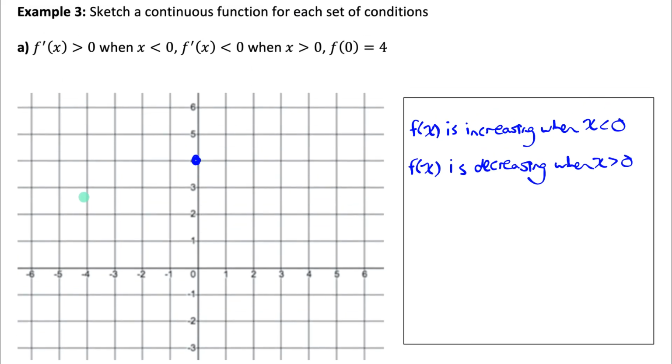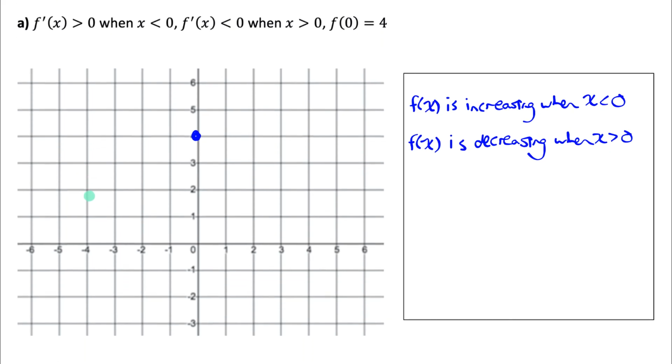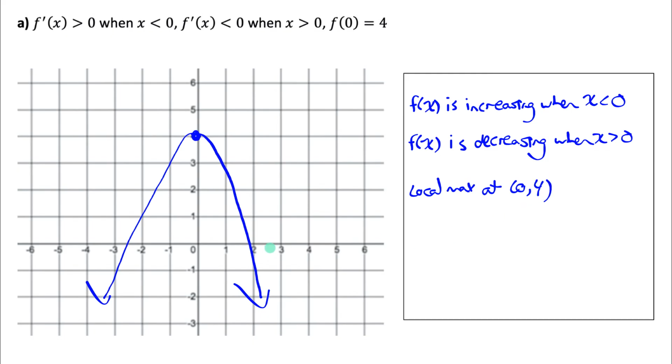And I know my function, so I'm going to be graphing function f of x. I know this function is increasing before 0 and decreasing after. So we've got increasing before, decreasing after. So it looks like a quadratic. And we could make a note, there is a local max at (0, 4). And I know that because the function was increasing before and decreasing after means local max.